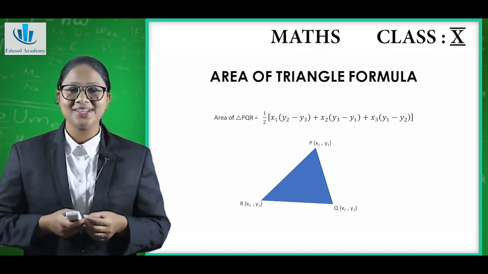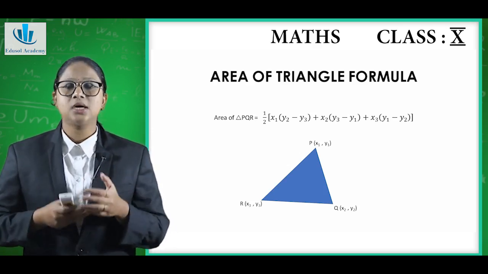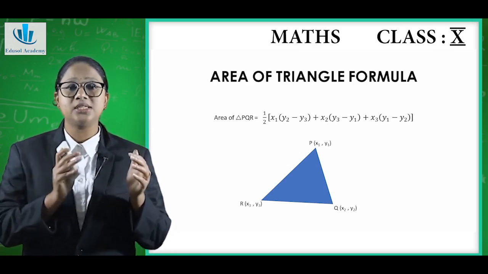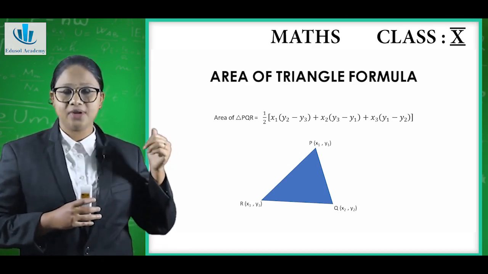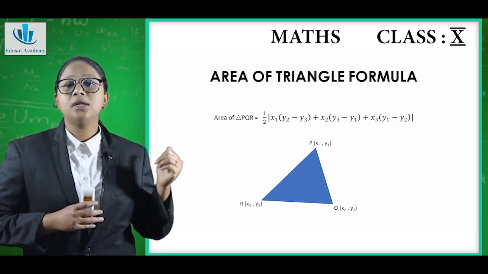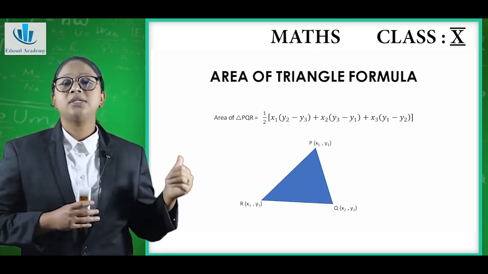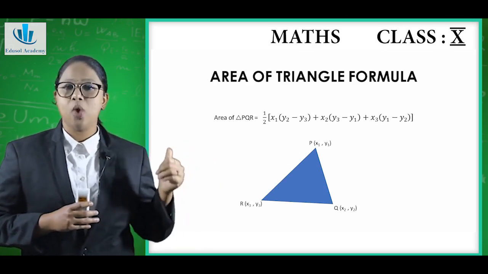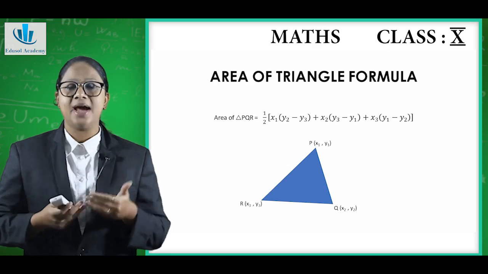Very long, isn't it? You can remember it this way. Half is outside, x terms are outside the bracket and y terms are being subtracted. Now have a look at the first 3 terms. After half, it comes 1, 2, 3, as in x1 into y2 minus y3. So 1, 2, 3. Now you can follow the same pattern for the other one.